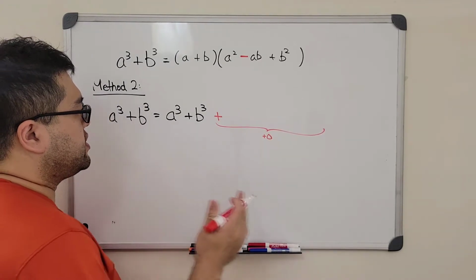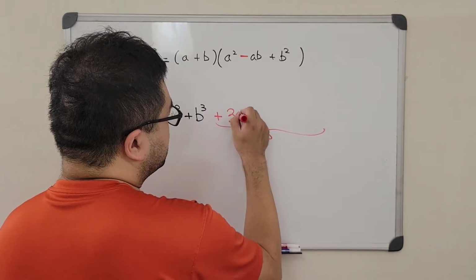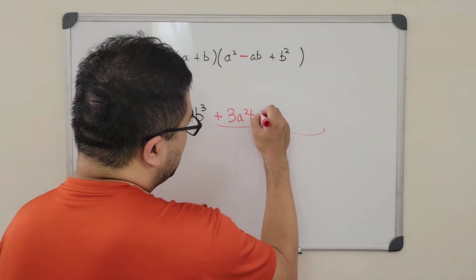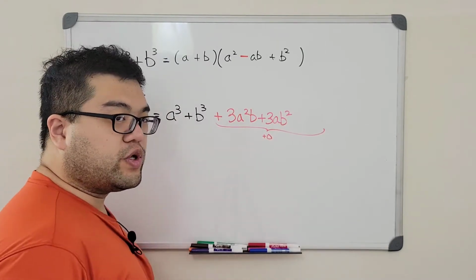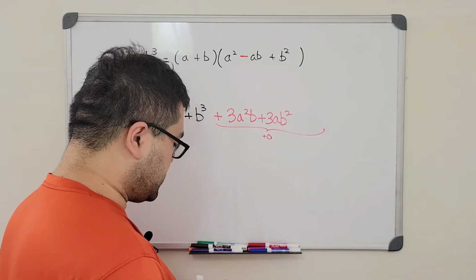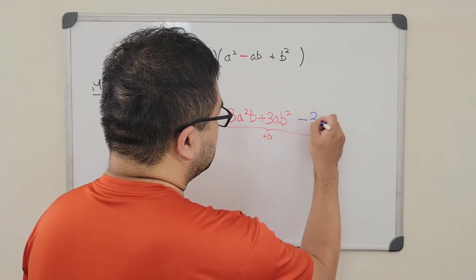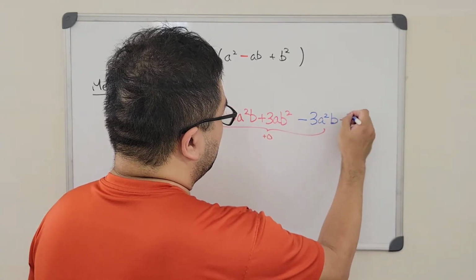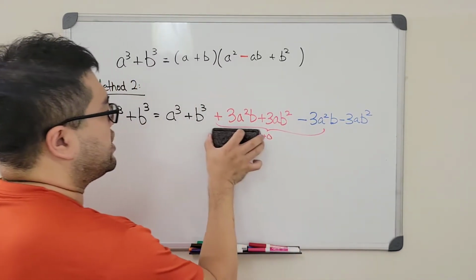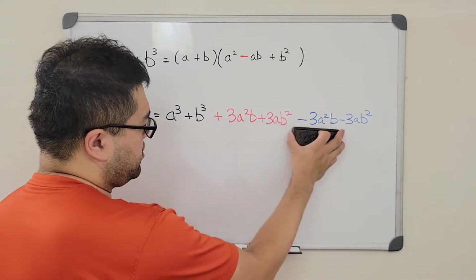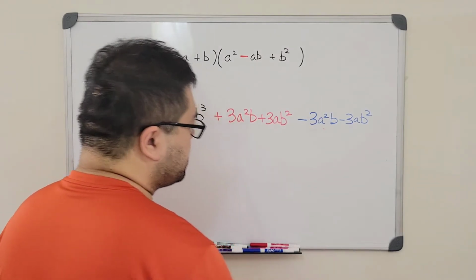Instead of having just A squared B and AB squared, we're going to add 3 copies of A squared B and of course 3 copies of AB squared. And don't forget, since we want the net change to be 0, we need to subtract the same amount back. So here we're going to have minus 3A squared B minus 3AB squared. So that again, we didn't change the value of this expression. Good.